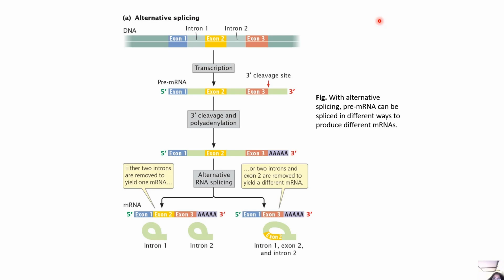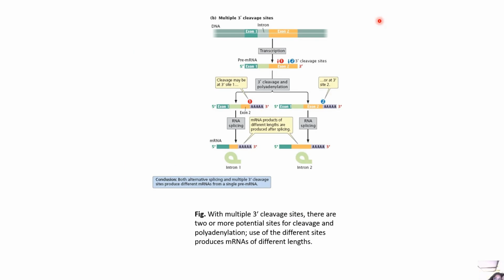With alternative splicing, pre-mRNA can be spliced in different ways to produce different mRNAs. If you see the transcription, then pre-mRNA, 3' cleavage and polyadenylation. So we have either two introns removed to yield one mRNA, alternative RNA splicing, or two introns and exon 2 removed to yield a different mRNA. So both RNA splicing and multiple 3' cleavage will produce different mRNAs from a single pre-mRNA.